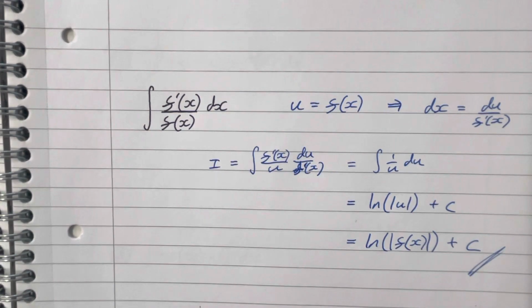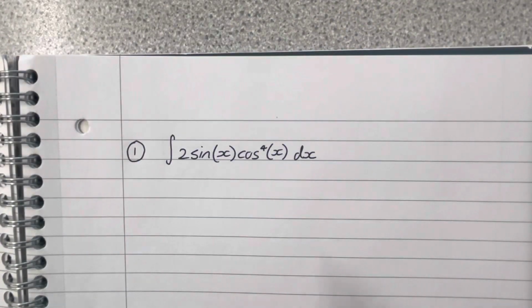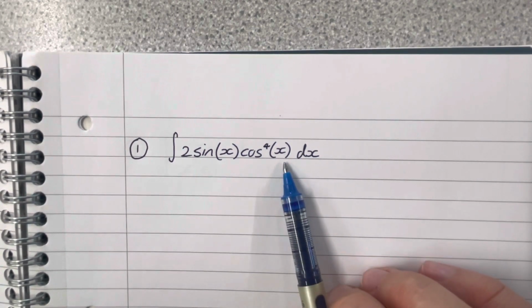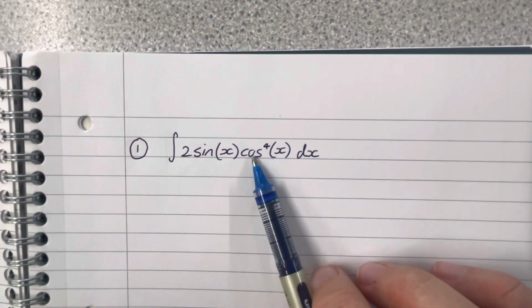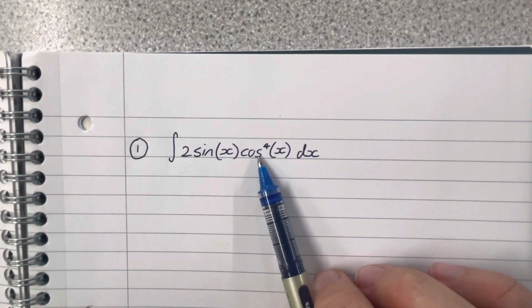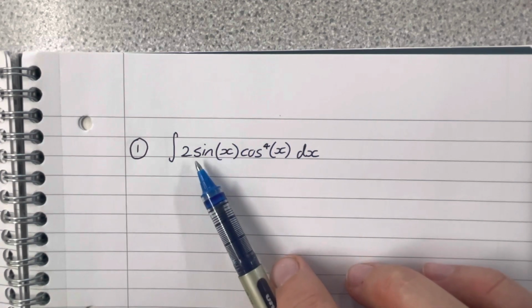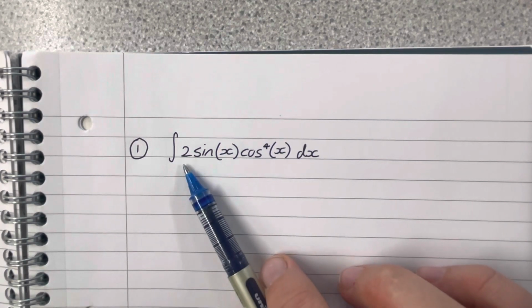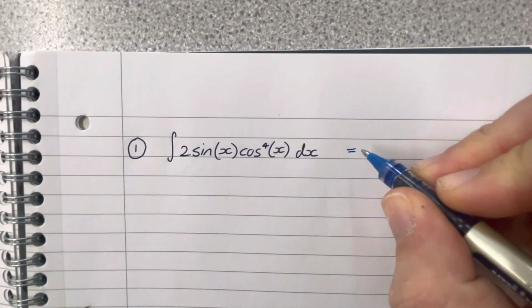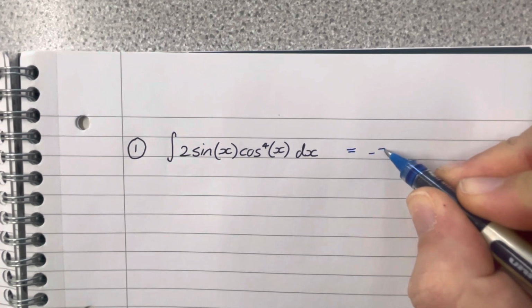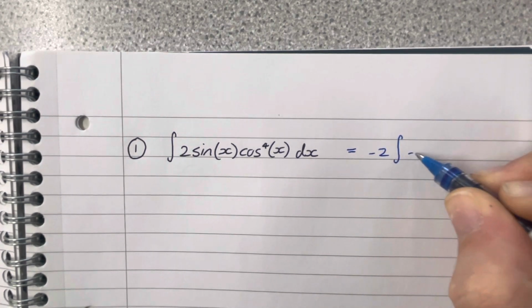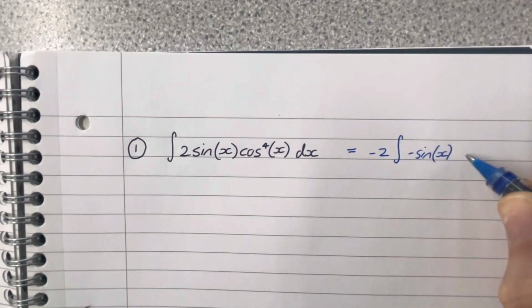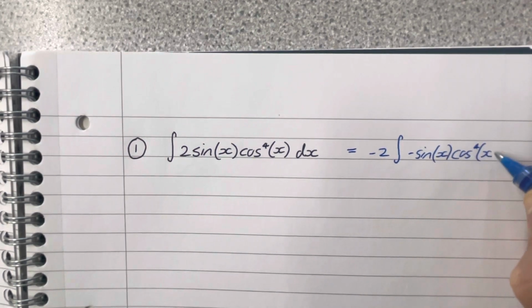Okay. So we've got 9 examples. We're going to see a mixture of these methods. So here we've got 2 sine of x times cos to the 4 of x. So we've got cos to the power 4. So if you set u to be cos of x, then when you differentiate it, it'll be the minus sign, which will cancel with that. But it's not quite the derivative, because the derivative of cos is minus sine, whereas I've got 2 sine. So what I'm going to do here is I'm just going to say that this is minus 2 times the integral of minus sine of x times cos to the power 4 of x dx.